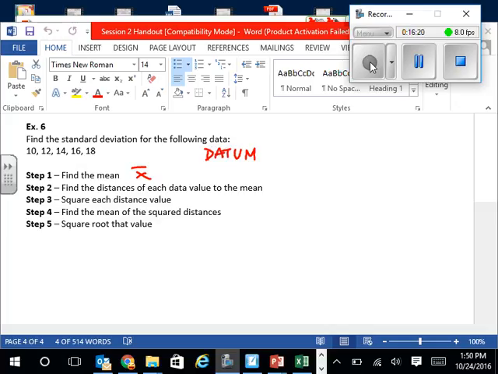Step three, square each distance value. In other words, the answer I got from this, I wish I could change that color so that they can feel a little difference. Square each distance value. I'm going to take this whole thing, whatever this answer is, and square it. How do I show that? I'm going to put a parenthesis, let's do it right below it, and whatever that subtraction problem gives me, I'm going to raise that to the second power.